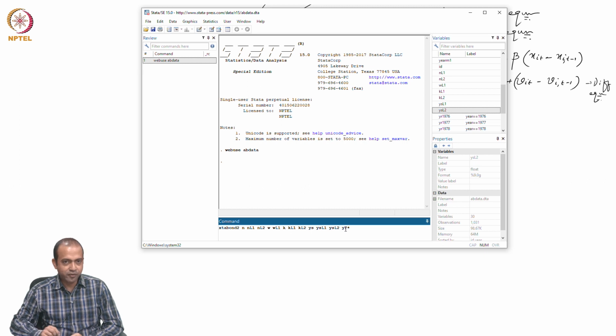Since I have been writing this command so many times, by now you must be habituated with it. After xtabond2, I will put this line. This line basically specifies your econometric model, and the next part of the command indicates which variable you are considering endogenous and which exogenous, differentiated by GMM style and IV style instruments.